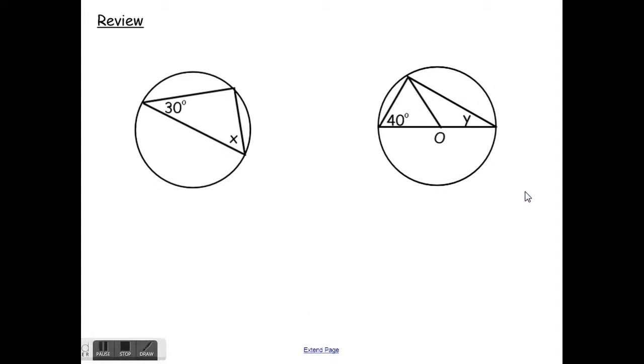So first we're going to do a little bit of a review on what we talked about last time with our circles. Okay. So the first example here, I need to find x. How am I going to find x? You know that one's the right angle triangle. Yeah, it's the right angle.